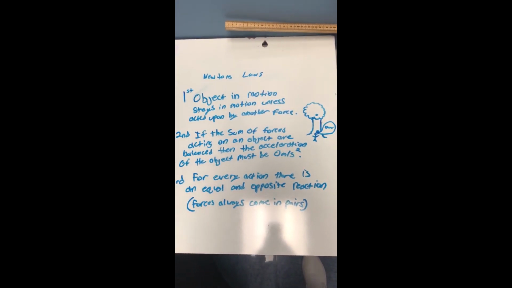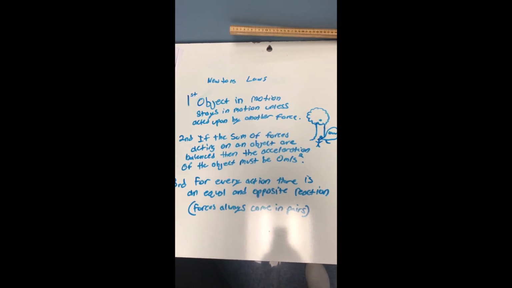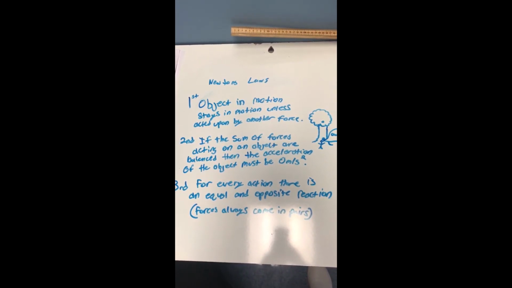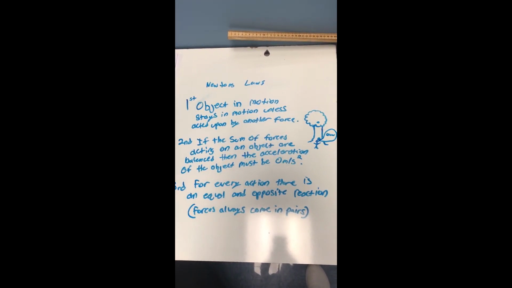Newton's laws. His first law is an object in motion stays in motion unless acted upon by another force. The second law is if the sum of forces acting on an object are balanced, then the acceleration of the object must be 0 meters per second squared. And Newton's third law is for every action there is an equal and opposite reaction, and forces always come in pairs.